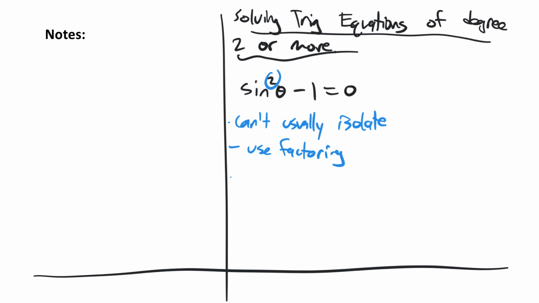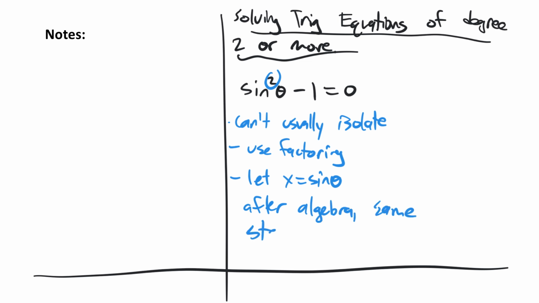And sometimes it's nice to do something like let x equals sine theta, because it makes your algebra a little bit more, not easier because it's the same algebra, but just more intuitive. You're more used to factoring polynomials with x's than you are factoring polynomials with sine thetas in them. And again, after you're done the algebra, it's the same as before. Same steps as before.